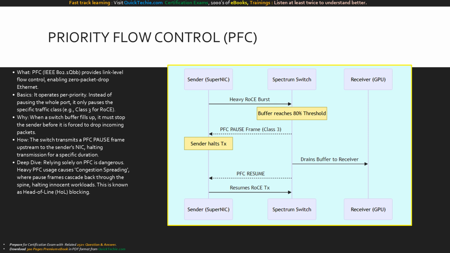This sequence diagram shows the PFC safety net in action. The sender blasts a heavy RoCE burst. The Spectrum switch detects its buffer hitting a critical threshold. Instantly, it sends a PFC pause frame back to the sender. The sender halts, allowing the switch to safely drain its buffer to the receiver. Once the buffer clears, transmission resumes without a single dropped packet.